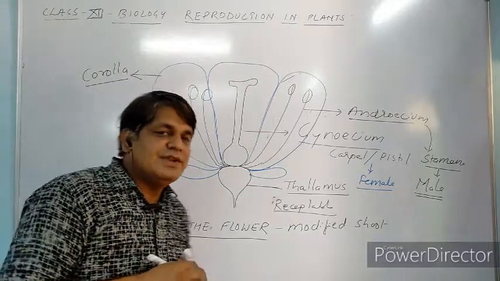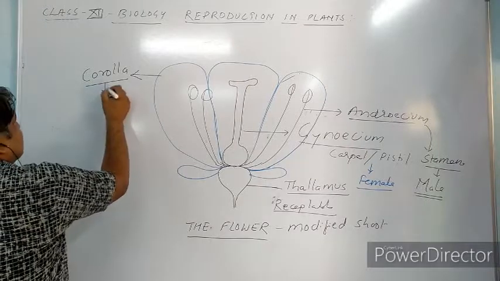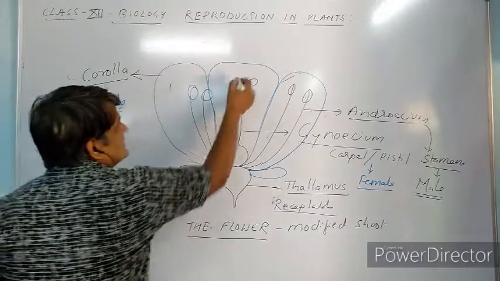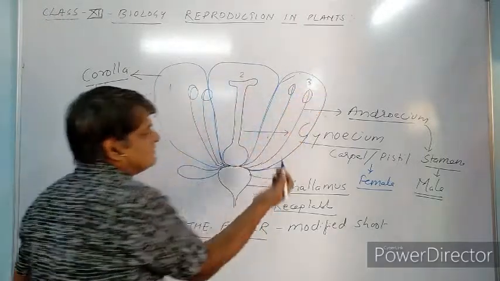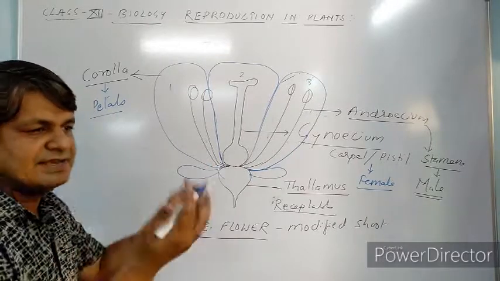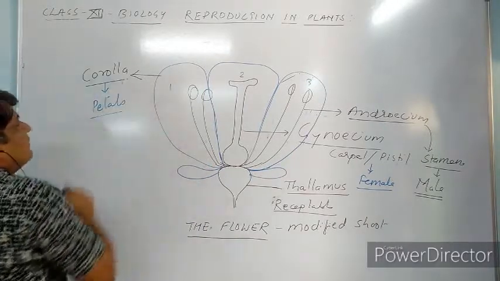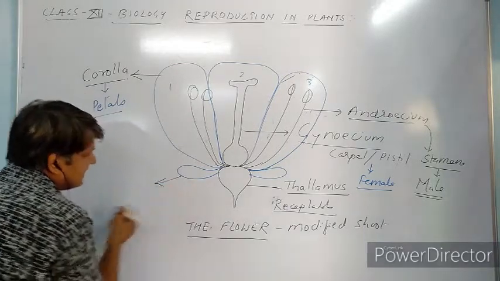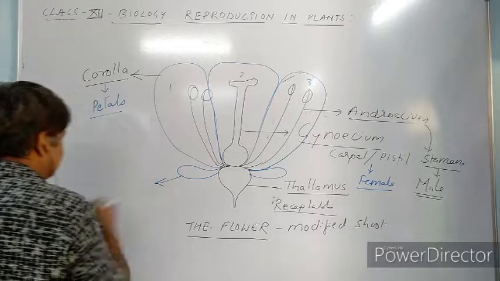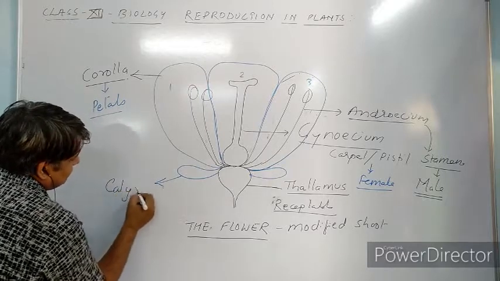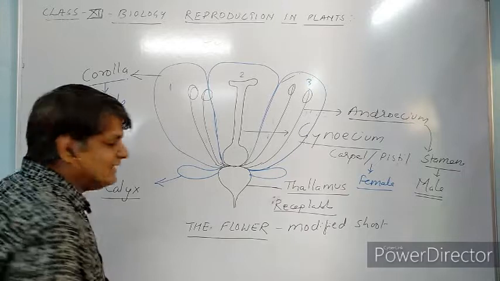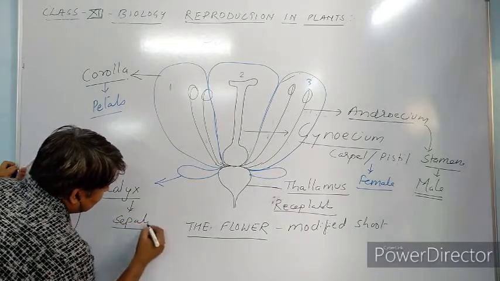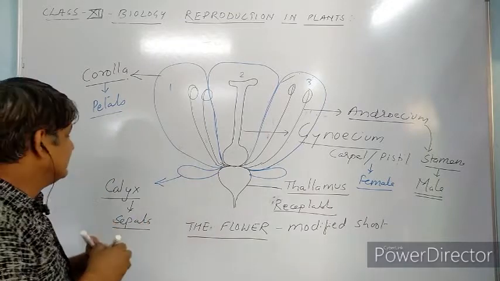The individual unit of corolla is known as petals. So this one is 1 petal, this one is 2 petals, 3 petals, 4 petals, or 5 petals. All these arise in a form and form a whorl that is known as corolla. Now some important parts also arise from this area, and this is known as calyx. The individual unit of calyx is known as sepals.